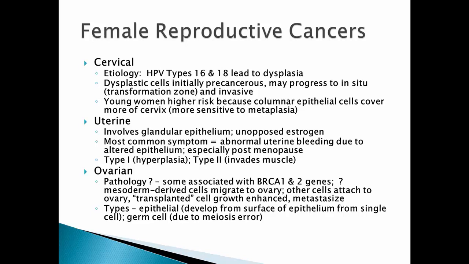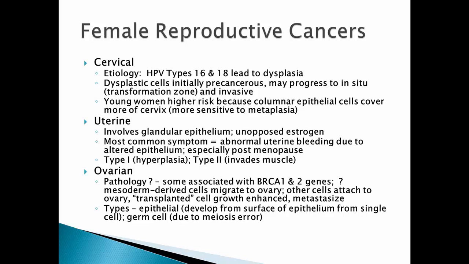It's estimated that at least 70% of cervical cancers are related to the human papillomavirus, HPV. There are two specific types that are related to dysplasia and cervical cancer, and those are HPV types 16 and 18. We also know that HPV can cause genital warts, but those are different subtypes. What happens here is the virus, which is a DNA virus, results in dysplastic cells that are initially precancerous. However, these dysplastic, precancerous cells may progress to in situ as well as invasive cancers.